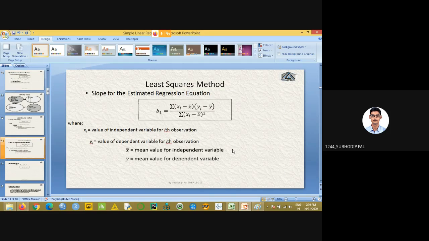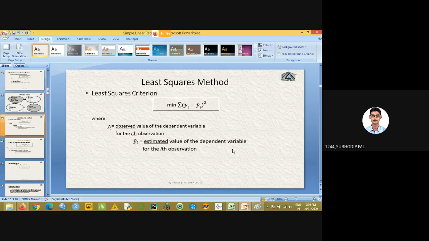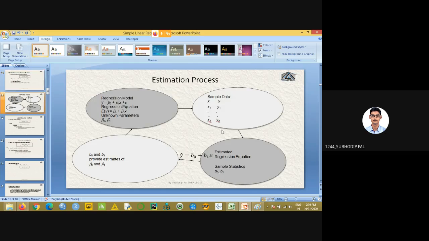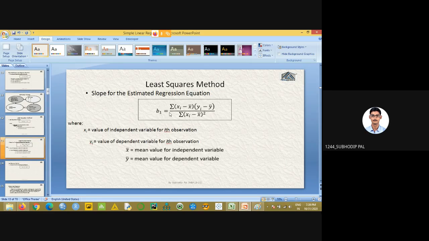Now if we want to calculate the values manually, how do you calculate b naught and b1? You have to remember this formula. You can do it using software also. Excel has the feature, you can run the regression in Excel also. But if you want to calculate manually, how do the values actually come? So this is the formula of b1, and this is the formula of b naught. You have to remember this. We'll be solving one problem. Just wait for some time.